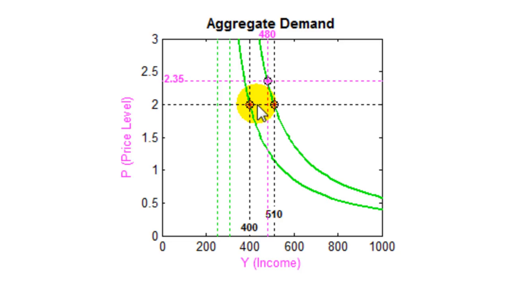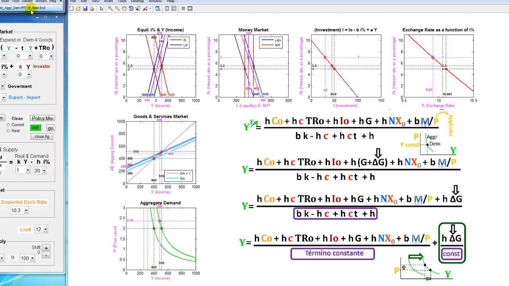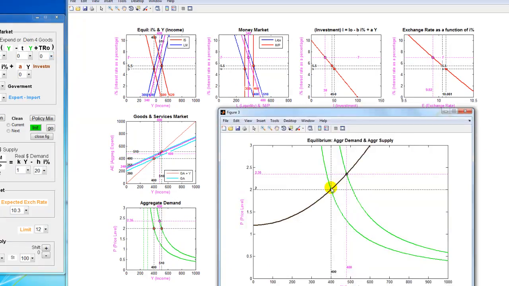So theoretically, if the prices don't change, we will go from here to here and from here to here. In reality, we go kind of like this, and we know that we start here and we end up here if this model fits in the real world. So we go from this point to this point, and income passes from 400 to 480, and the price level increases from 2 to 2.35. And that's it.